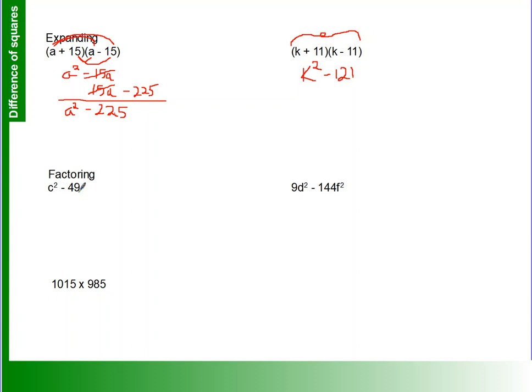And when we factor a difference of squares, we are going to end up with a pair of binomials. That's two binomials. Remember, binomial means two terms. All right, so what times what is c squared? Well, that's just c times c. What times what is 49? 7 and 7. And we need it to be a negative 49, so that means I have one positive and one negative.